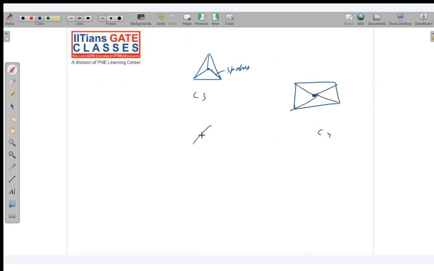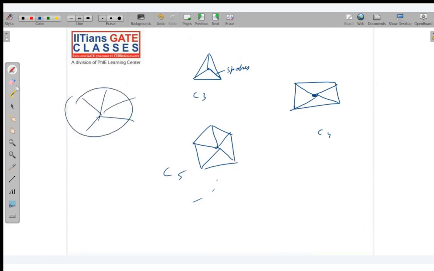Another one like this, and so on. As this number increases, this is C5, na? As this number increases, I think you have got it. You will get a wheel kind of thing. Yes, sir. Yeah, so that's why we call it a wheel graph.